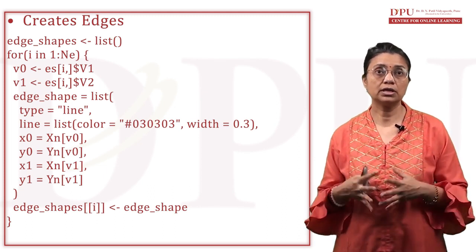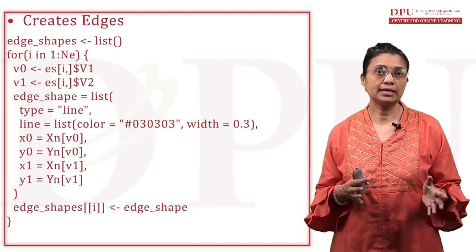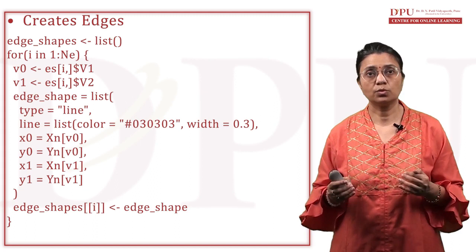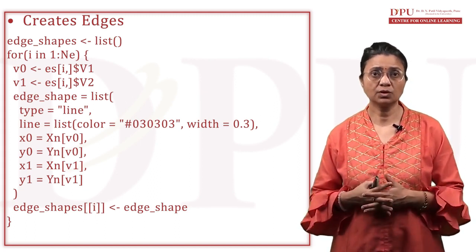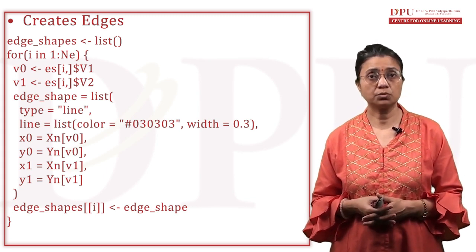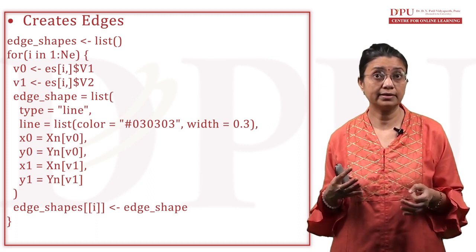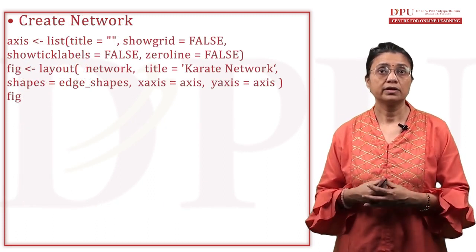So here we are storing in V0 and V1 the vectors. Edge shape is equal to list, where type is line, line is having some color and width, and x0, y0, x1, y1 are my values of the vertex. And finally, edge_shapes is equal to edge_shape. So that is how this little logic works, where I am trying to create an edge, and I have created the edge.